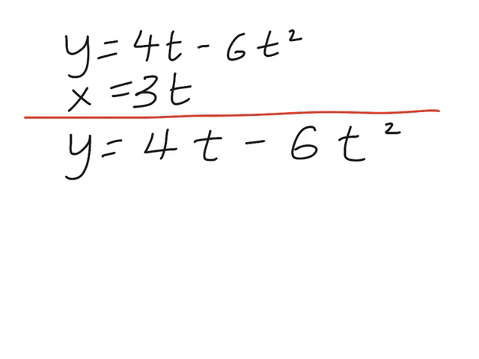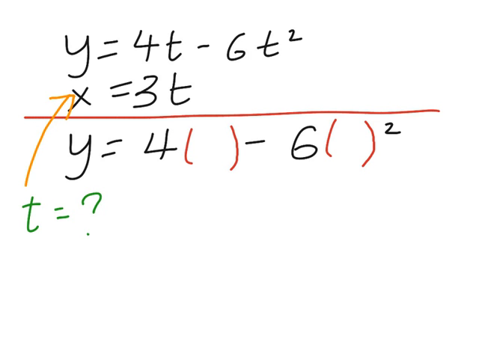First step, we write the first equation again, just like before. But now, we want to take away the t, so I'll erase the t. And we want to figure out what to put in here instead of the t. But unlike the last problem, we don't know what t is. So the question is, what is t? To figure out what t is, we can use the second equation right here.